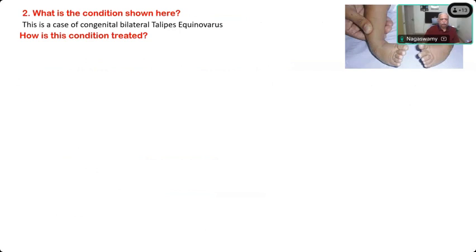If they ask you what is the condition, how is the condition treated, you have to say both conservative and operative treatment. You cannot just stop with conservative alone. What is the operative treatment you have to do?